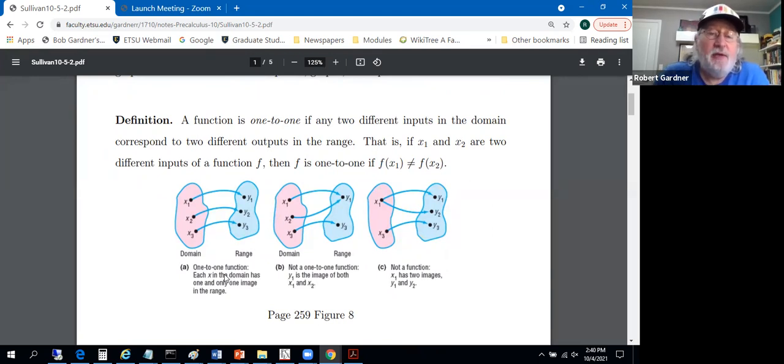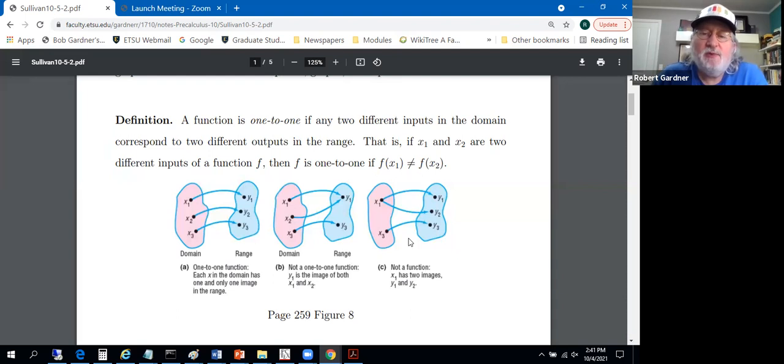Schematically, here's a one-to-one function giving its domain and range. Each of these different inputs, x1, x2, x3, corresponds to a different output, y1, y2, y3. Here's a not one-to-one function. Different inputs, x1 and x2, both yield the same output, y1. A squaring function would do something like that. A squaring function takes both 2 and negative 2 to 4. 2 squared is 4, negative 2 squared is 4. So not a one-to-one function.